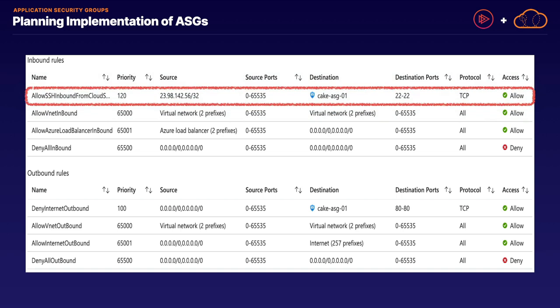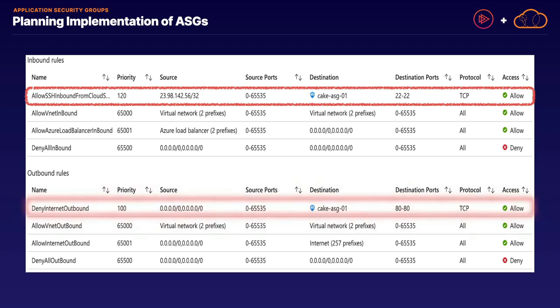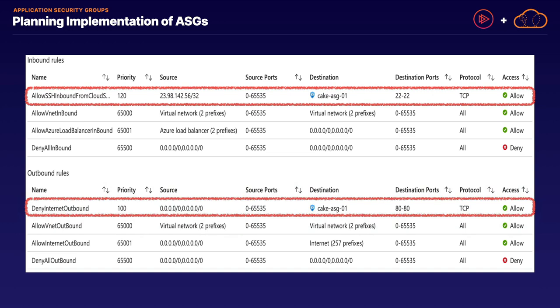This security rule is allowing SSH inbound from some cloud service, and we see it's got a priority of 120, and its source is a public IP address. And its destination is an application security group, the Cake ASG1, for port 22, and it is allowing traffic in to all of those resources that are logically grouped by that application security group. Think of it, again, as a tag for those resources, and it's saying, hey, allow port 22 from this public IP address. And in the outbound rules, we see a similar thing where we're denying internet outbound from a particular set of resources that is specified by an application security group.